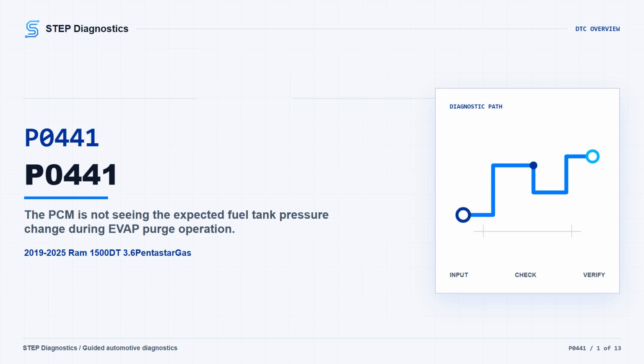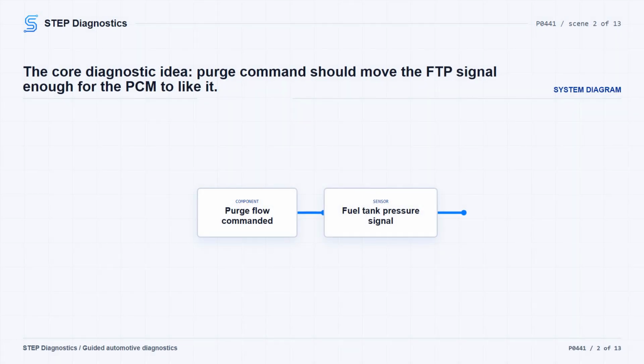The driver may only notice the MIL, and the fault area can be anything from a restricted EVAP filter or line to a purge vacuum supply problem, a purge solenoid issue, or a fuel tank pressure sensor and 5-volt supply concern. Start with the basic system checks, then keep the diagnosis structured.